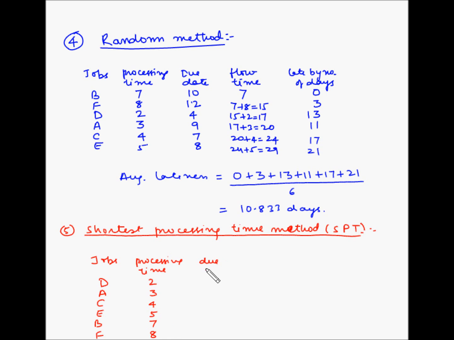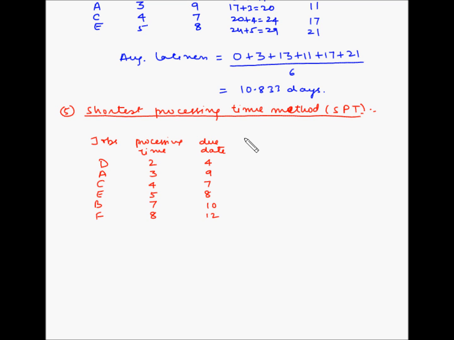Let's also note down the due dates. 4, 9, 7, 8, 10, and 12. Now let us find out the flow time. So D will be processed first. So it takes 2 days to process D. So D will be completed by the second day.